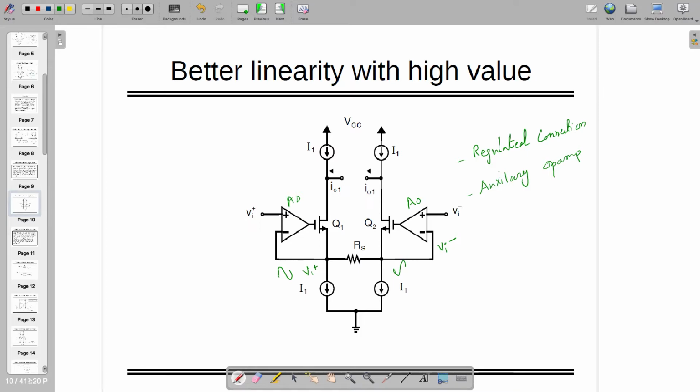So from here to here, when you look, it's not only 1 by gm, but it's also multiplied by A0, which is going to make sure that your impedance is actually improving, right?